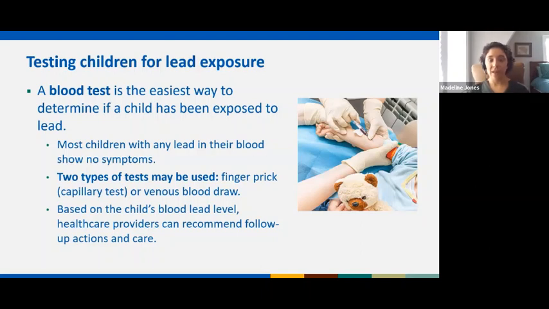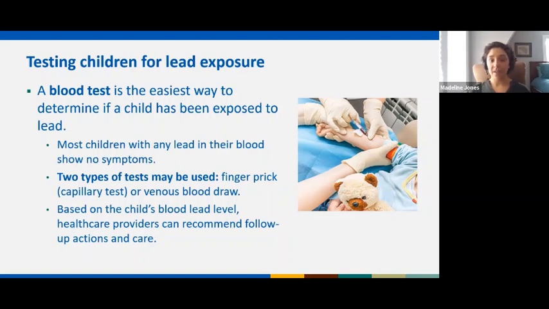Most children with any lead in their blood have no immediate symptoms. Because of that, a blood test is the easiest way to determine if a child has been exposed to lead. Two types of testing may be used to determine a child's blood lead level. The first type is a capillary test, also known as a finger prick. This test usually is the first step to measure a child's blood lead level.